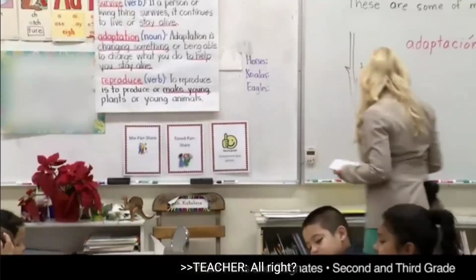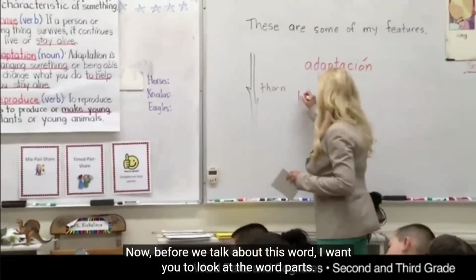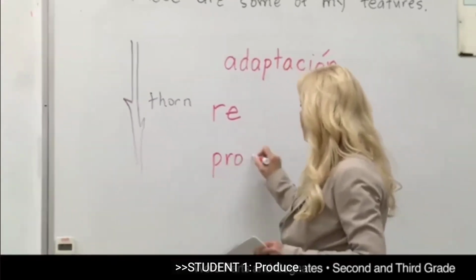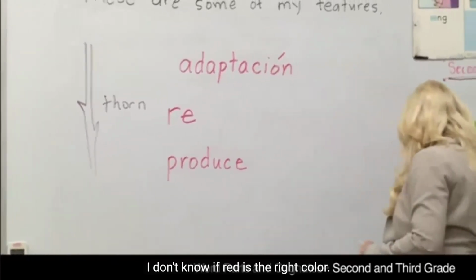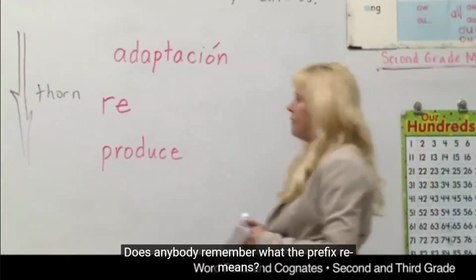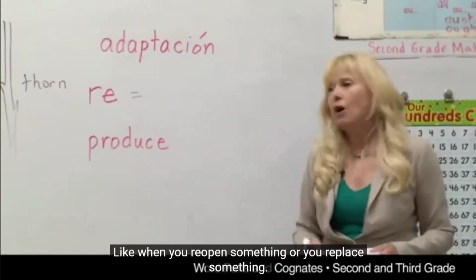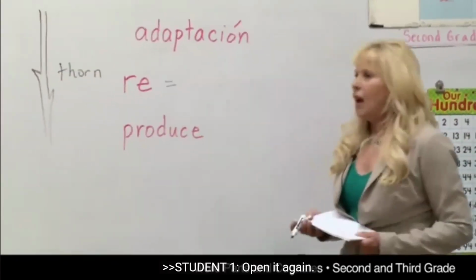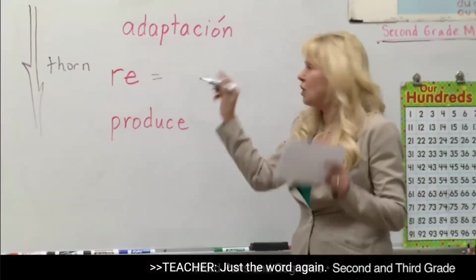All right? Now, before we talk about this word, I want you to look at the word parts. This word has two parts, re and produce. Does anybody remember what the prefix re means? Like when you reopen something or you replay something. What does it mean you do? Open it again. Okay, so what does re mean? Again. Well, just the word again.